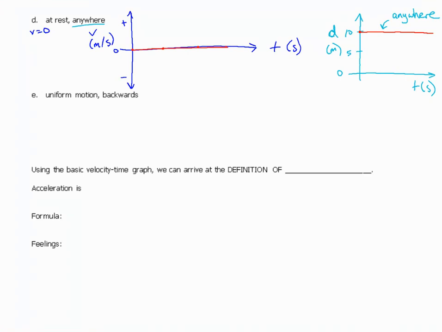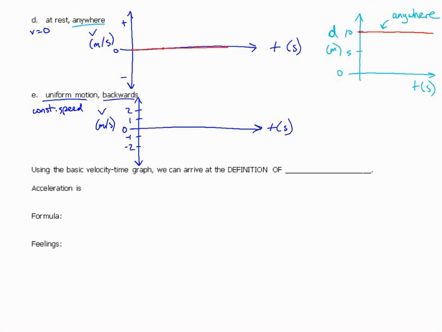E, uniform motion. That means constant speed. At this time, we're talking about backwards. Uniform speed moving backwards. Label the graph. Here's 0, 1, 2, -1, -2. Moving backwards is represented by a negative velocity.